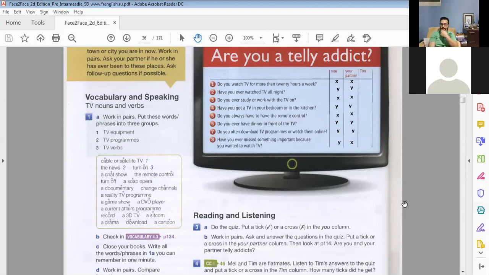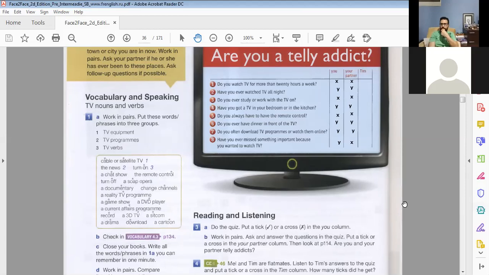Do you ever study or work with the TV on? No, never. You know I can't work if there's any noise. And question 4. Have you got a TV in your bedroom or in the kitchen? No, I haven't. You know that. Right. Question 5. Do you always have to have the remote control? Yes, I do, actually. Yes, most of the men I know always have to have the remote. Oh, I don't know about that. I spend most of my time looking for it. Yes, that's true. OK, on to the next question.